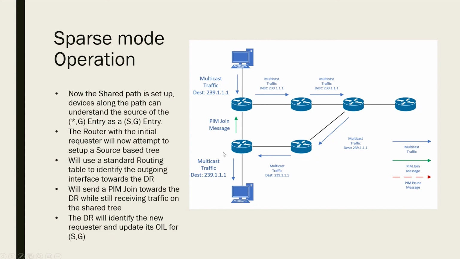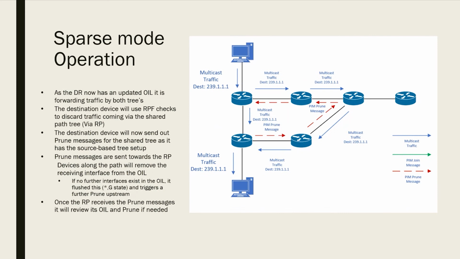Remember, that join is just very simply saying, hey, I'm interested in this traffic. Send me the traffic in the direction that I've just sent you the join. It's effectively, in reverse, setting the path that multicast traffic should be forwarded at. So this source device sees that join, it starts forwarding the traffic. Now this end device has 2 copies of multicast traffic. It's coming directly, and it's also coming via the RP.